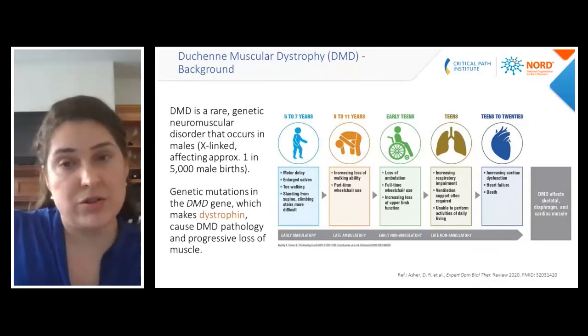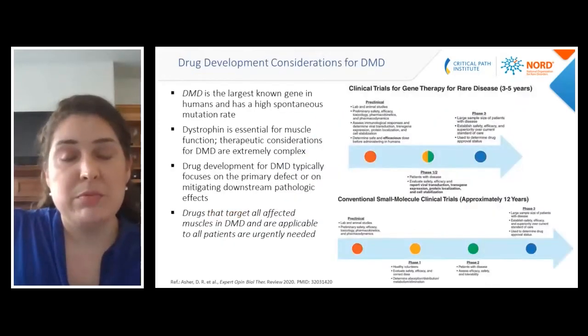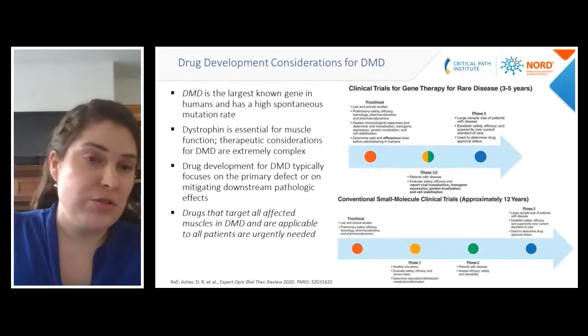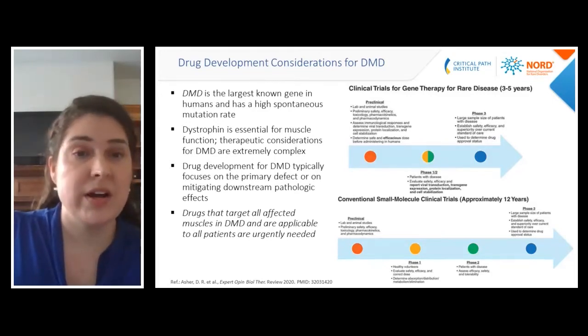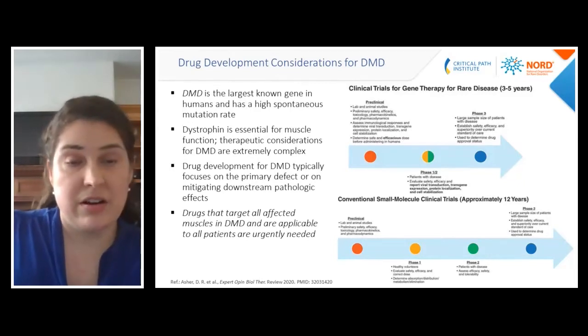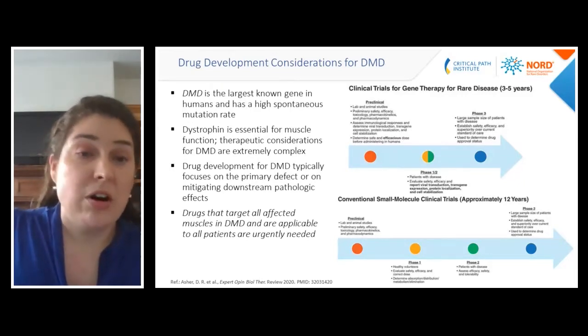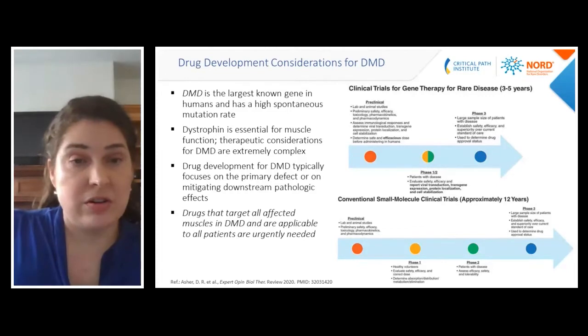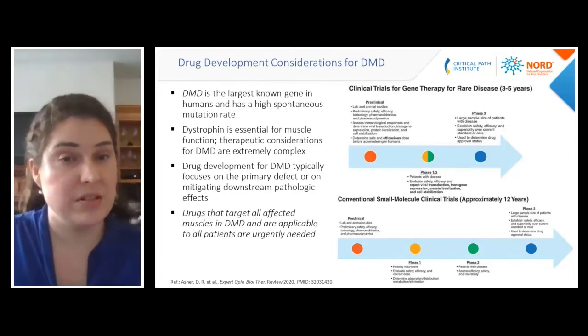We'll talk about the clinical trial landscape in just a moment. But importantly, there aren't any drugs that can stop the disease or reverse it. And so this is why the drug development in Duchenne's is an active area of progress. There are, however, some challenges to it. I mentioned earlier that the DMD gene produces dystrophin.